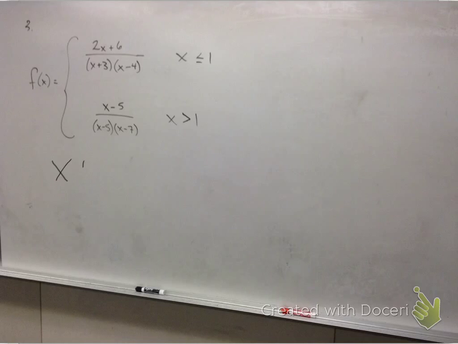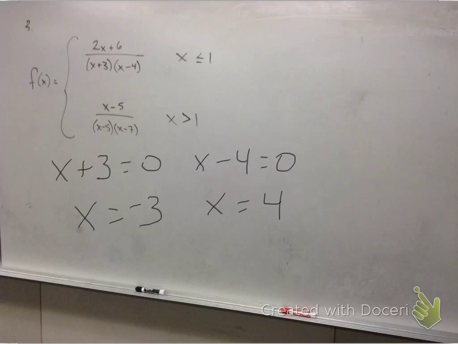In doing so, I will have x plus 3 equals 0. I will have x minus 4 equals 0. And so that tells me that x equals negative 3 and x equals 4 are possible discontinuities. We say possible here because it's a piecewise. If it weren't piecewise, those are definite points of discontinuity.